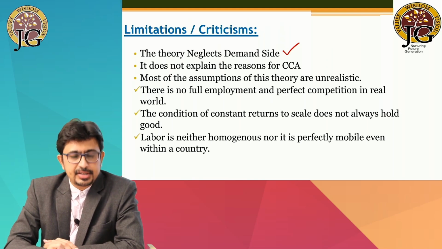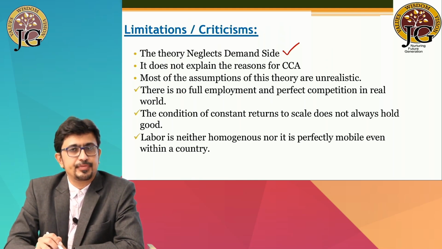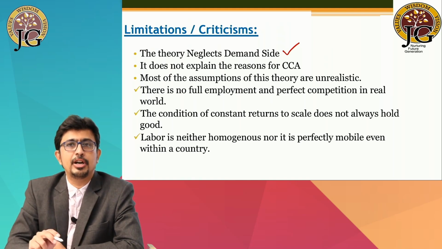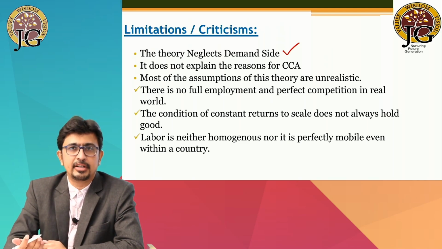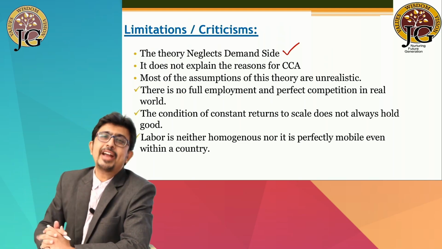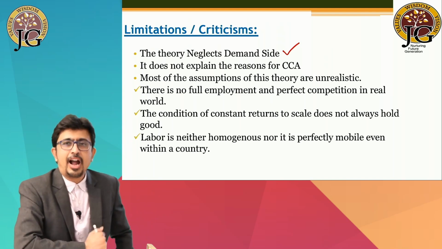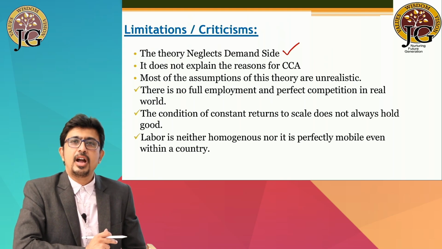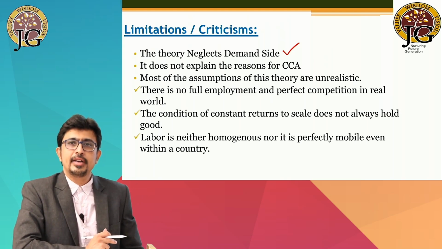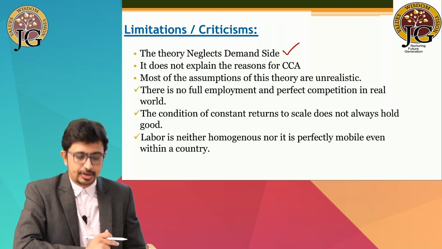Next is, this theory does not explain the reasons for comparative cost advantage. This limitation is also very similar to the limitation of the previous theory, that is the absolute cost difference theory given by Smith. So these classical theories have this problem that they do not explain the reasons behind the comparative cost advantage. Why did country A have an advantage in good X and why did B have an advantage in good Y? So reasons behind these advantages are not discussed.